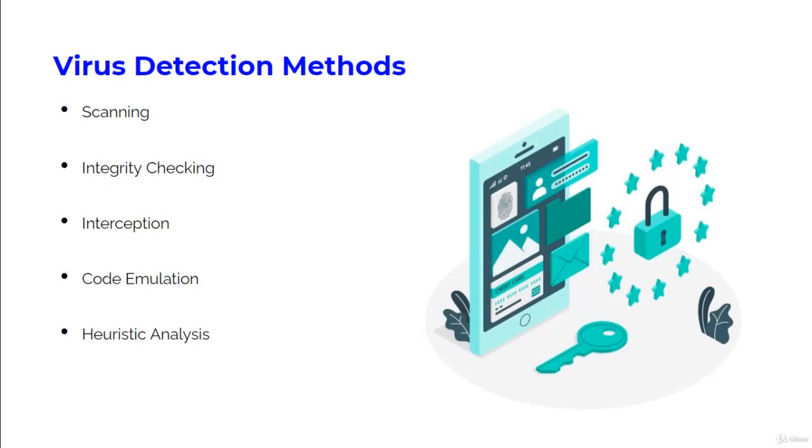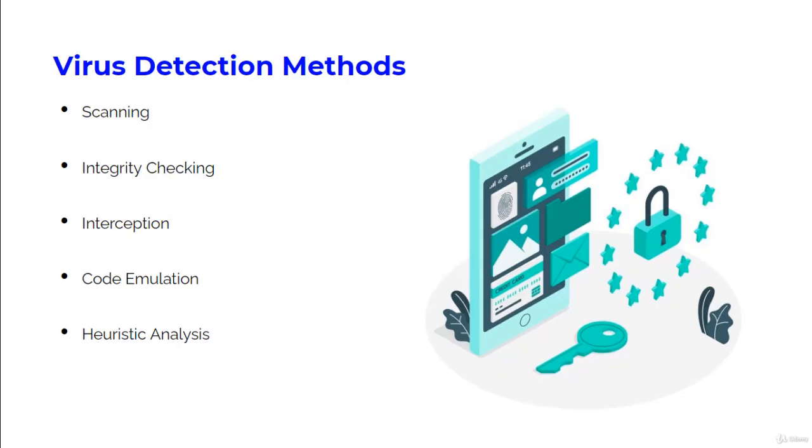What are the virus detection methods? Now, in order to identify which virus has affected the system, it is important to detect those viruses. There are 5 steps in detecting a virus. The first is scanning. Once a virus has been detected, it is possible to write scanning programs that look for signature string characteristics of the virus.